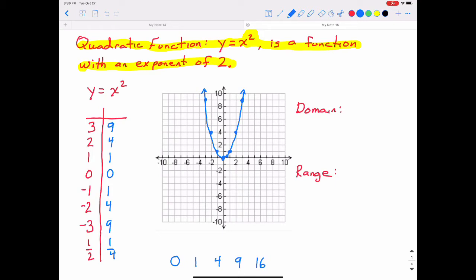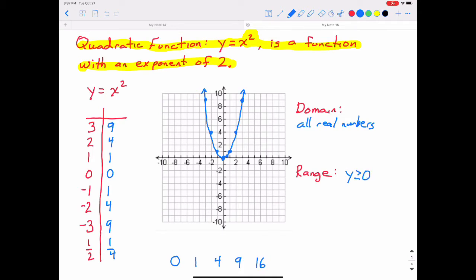The domain is all real numbers. And the range, notice that it goes only down to 0, and then everything else is above it, so it'd be y greater than or equal to 0.